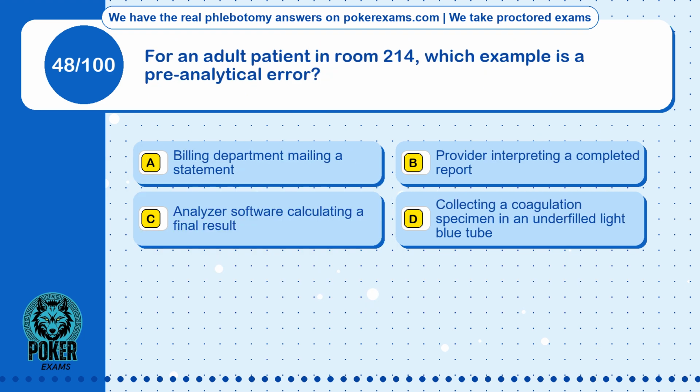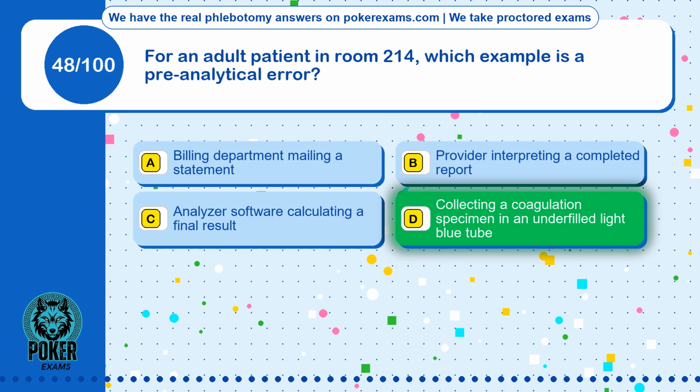Question 48. For an adult patient in room 214, which example is a pre-analytical error? Option A. Billing department mailing a statement. Option B. Provider interpreting a completed report. Option C. Analyzer software calculating a final result. Option D. Collecting a coagulation specimen in an underfilled light blue tube.